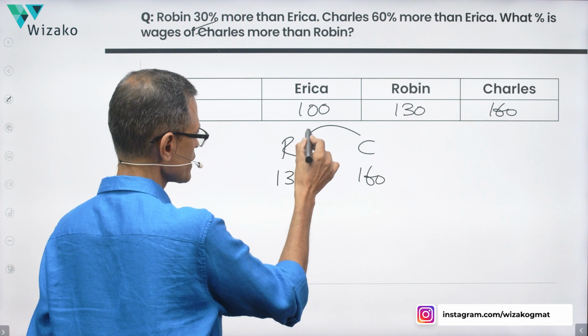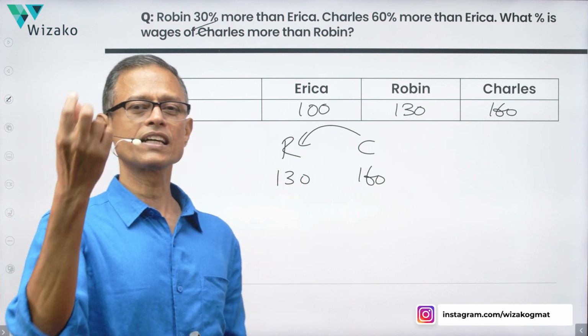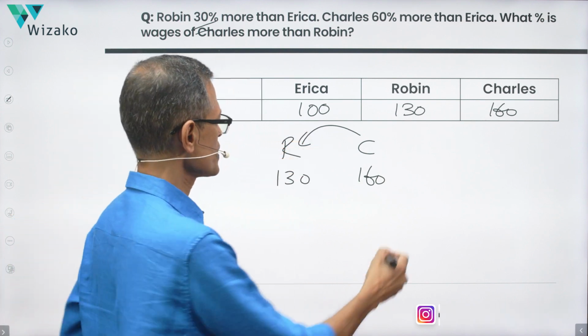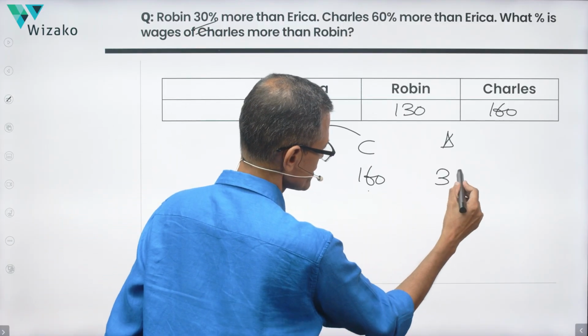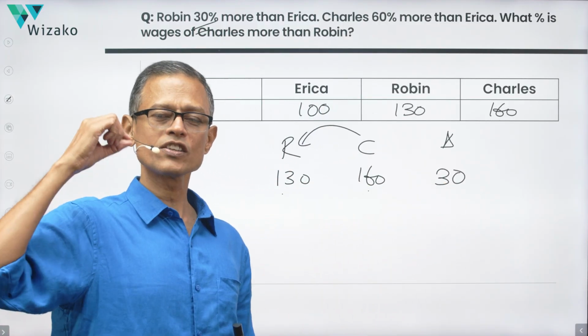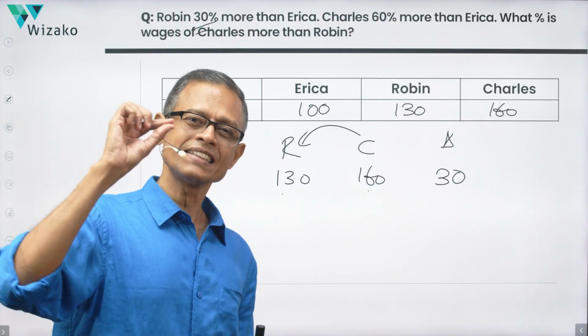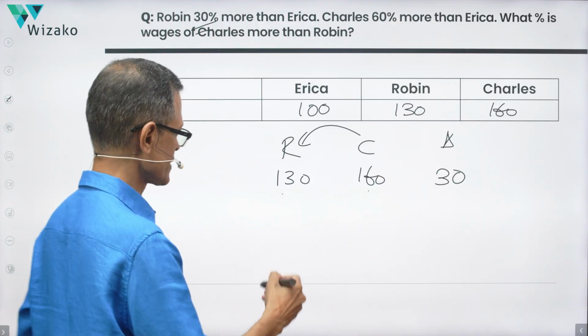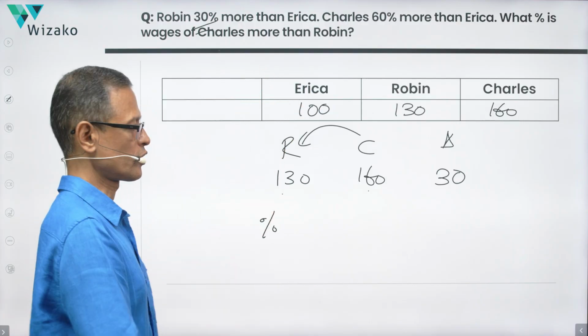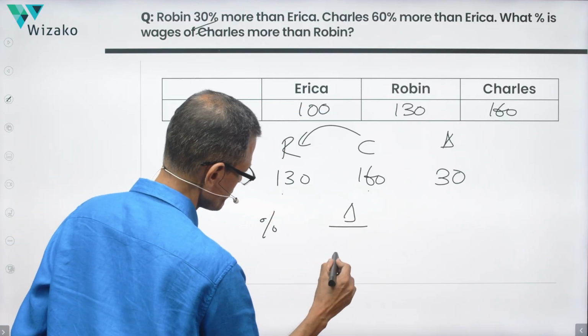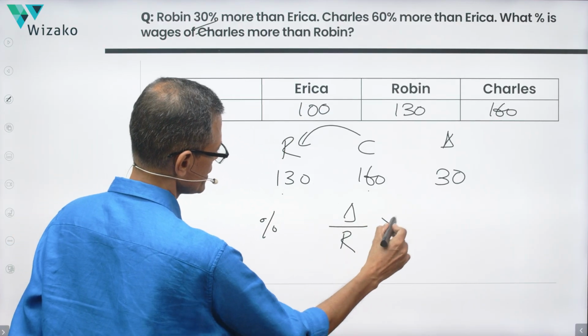We need to express how much more is Charles in terms of what Robin earned. What is the delta? If Robin is 130, Charles is 160, the delta is 30. Charles is earning $30 more than the $130 that Robin earns. So essentially, we want to find out by how much percentage Charles' wages are greater than that of Robin's. The delta divided by Robin's wage, which is the base, times 100.